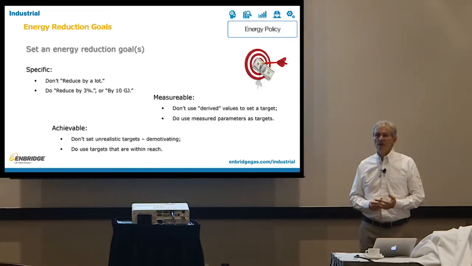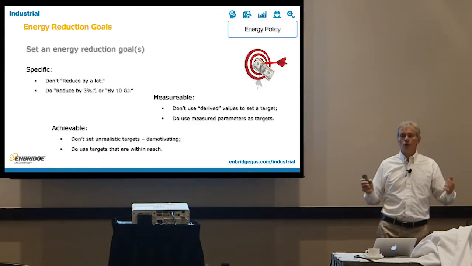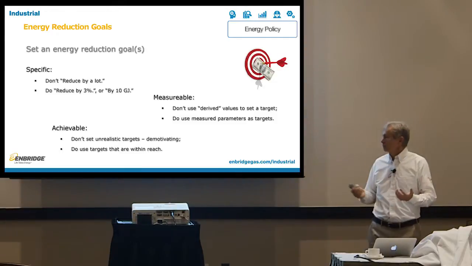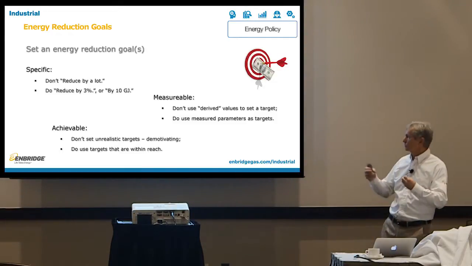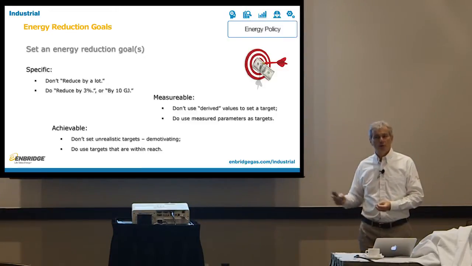Specific. There's no sense in saying we're going to reduce a lot of energy. Be specific. 3%, 10 gigajoules, whatever. But be specific on what you want to achieve.